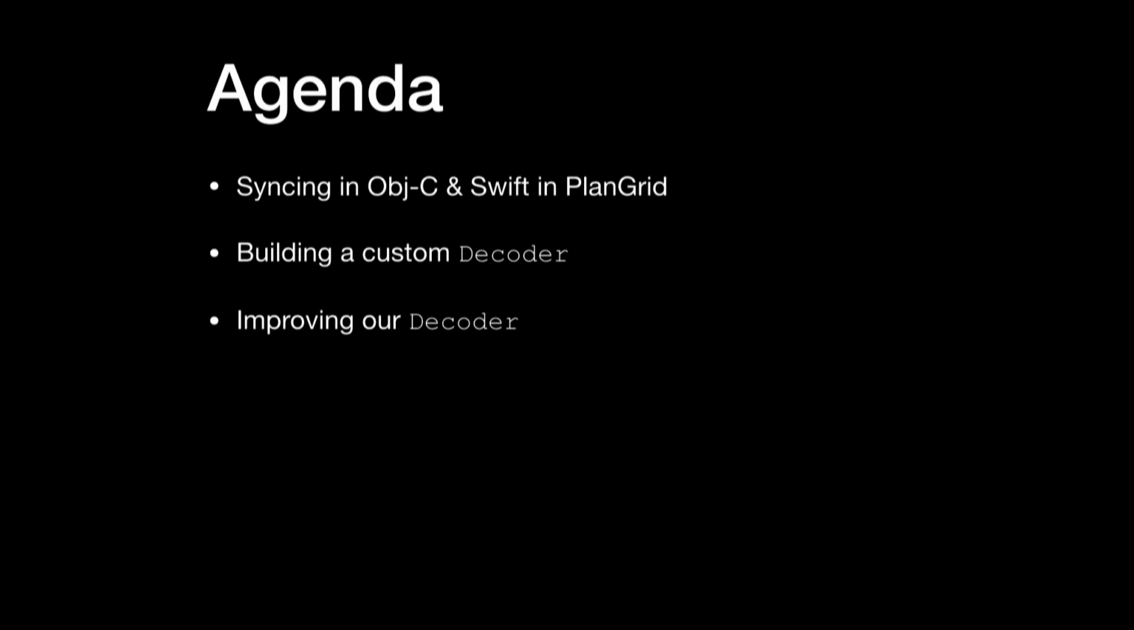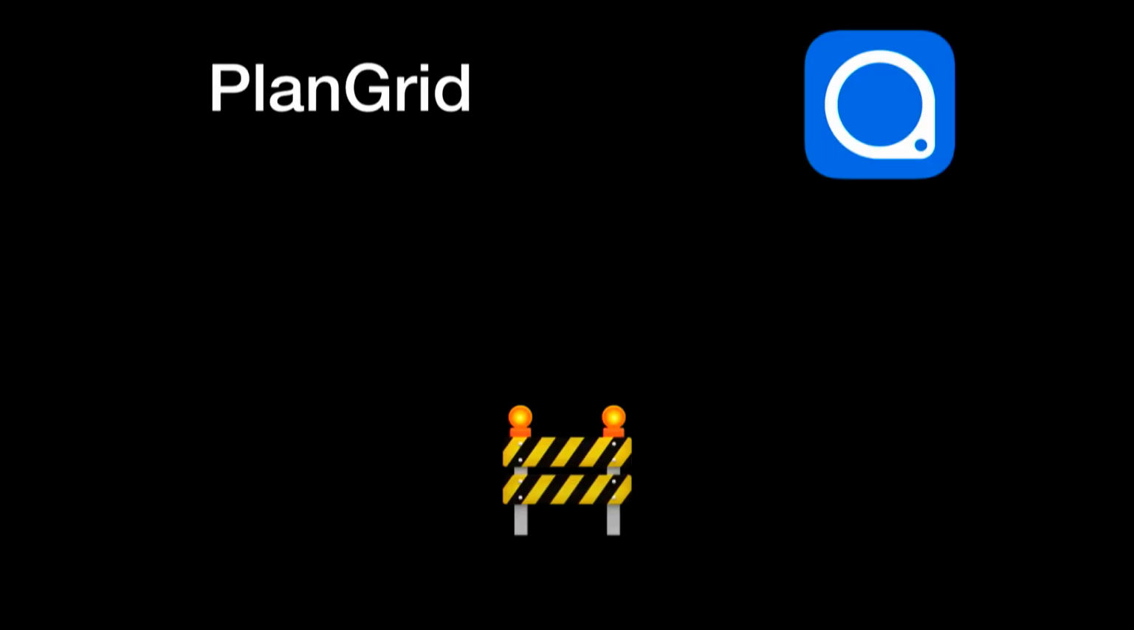Okay, so first I'm going to talk about sync and how that works at PlanGrid and some of the constraints and issues around doing sync in a mixed language code base that drove us to make this decoder. And then I'm going to talk about how to build a custom decoder using JSONObjectDecoder as an example. And finally, once we have this custom decoder that we can use and kind of build on, I'm going to talk about some improvements that we can make on top of that.